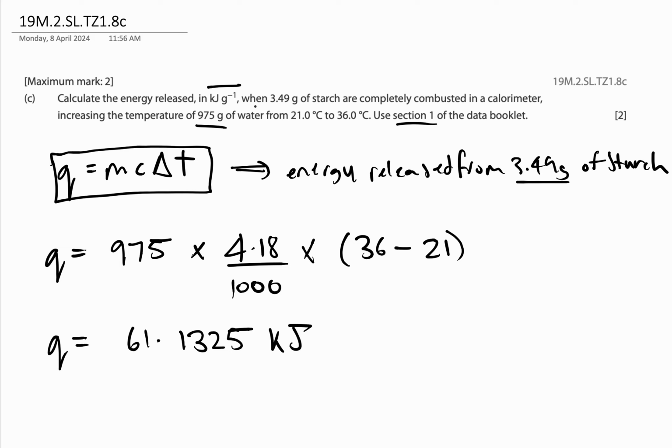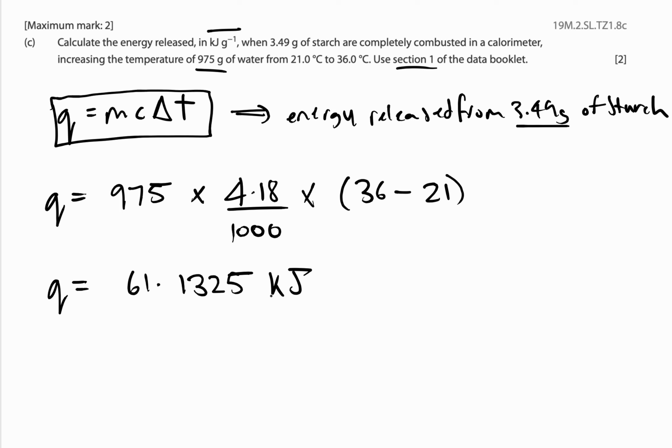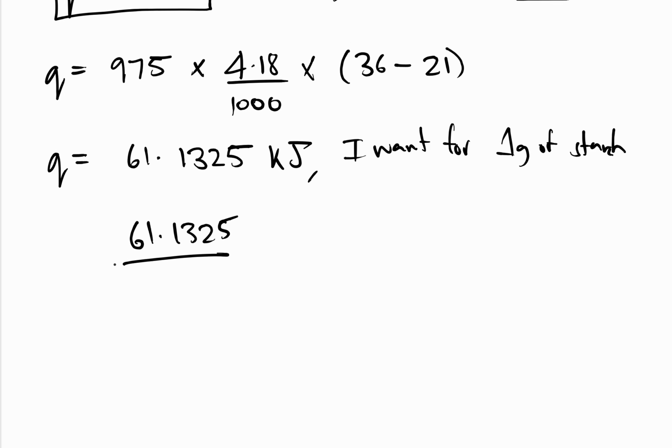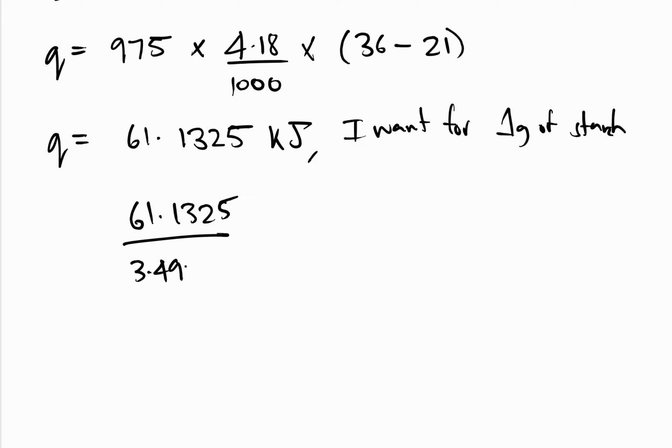They want it in kilojoules per gram, meaning per gram of starch, how much energy is released. This is for 3.49 grams of starch. I want it for 1 gram of starch. So what would I do? I'll divide this number, 61.1325, by the grams of starch I have, which is 3.49, and this will give us the energy released per gram in kilojoule per gram.